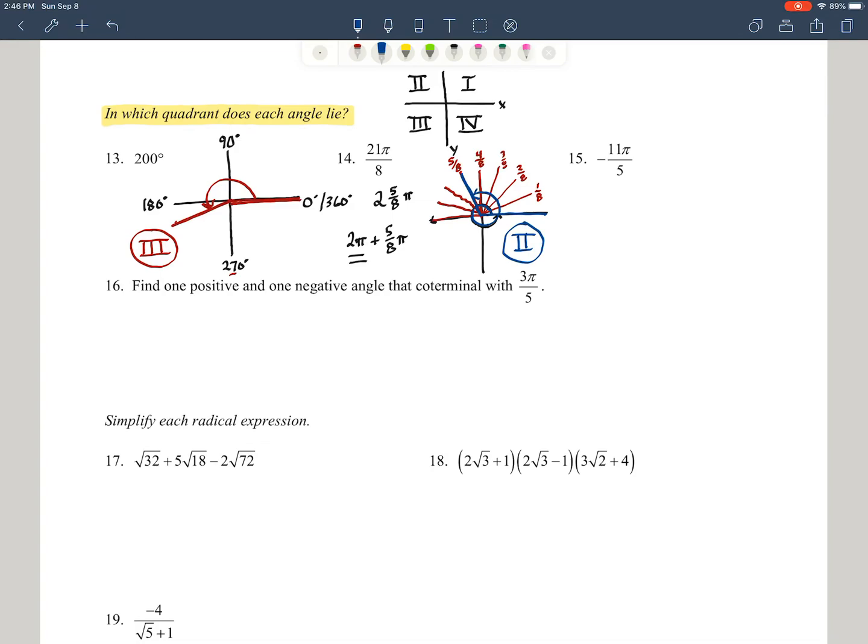All right, so the third problem, number 15, says negative 11 pi fifths. So as we think about that number, 11 fifths, improper fraction. If I turned it into a mixed number, we know that 5 goes into 11 twice, so we'd have a negative 2, and then 1 left over, negative 2 1/5 pi, which is like saying a negative 2 pi and a negative 1/5 pi.